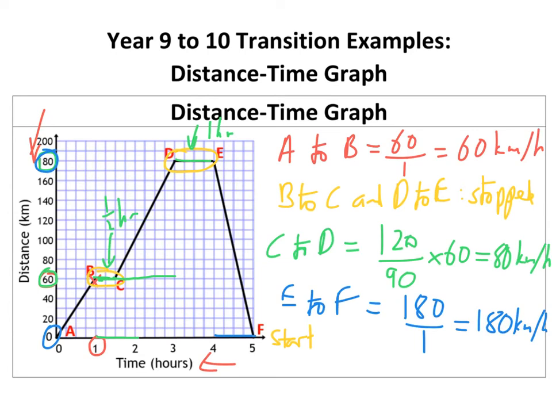Now, essentially what you're looking at here, the steepest part of the line is the fastest. That's really key as well. Those are the various things you need to look at as far as distance time graphs go. The last thing I'll say is, notice this has come back down, it's gone back to the x-axis, so I've travelled back to where I started.